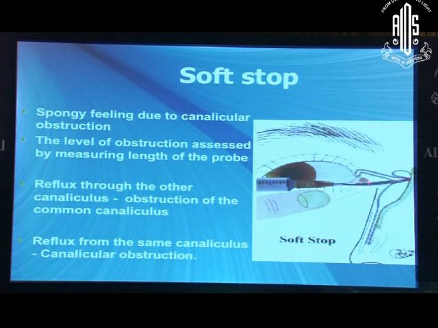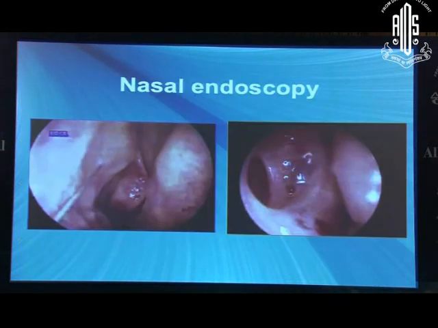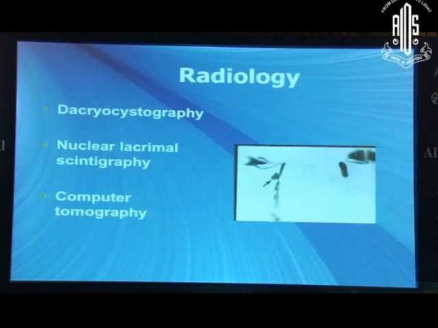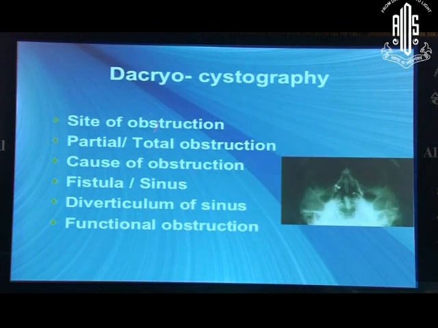If your probe has only passed 3 to 4 millimeters, it is a canalicular obstruction. If it has gone 9 millimeters, then you know that it is possibly a common canalicular obstruction. So a combination of diagnostic probing and diagnostic syringing are very important clues to the nature of obstruction. And nasal endoscopy is extremely vital to diagnosing and to planning your surgery, because nasal pathology at times precludes a successful lacrimal surgery. But lastly, the radiological investigations which give you some information: dacryocystography, scintigraphy and CT scan.